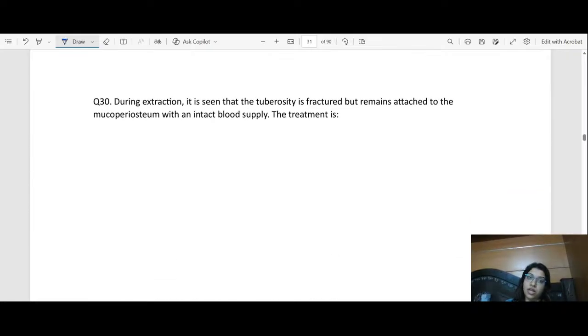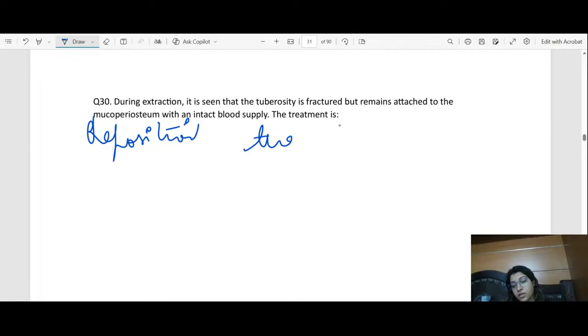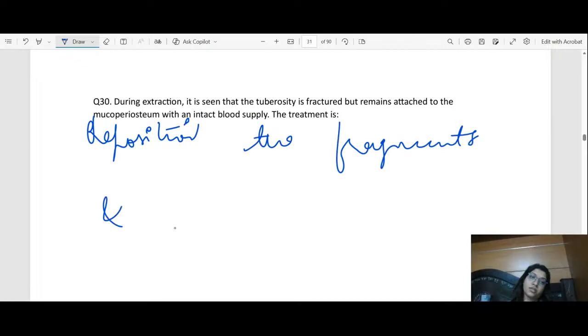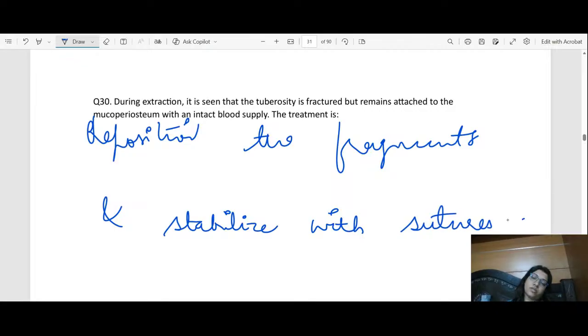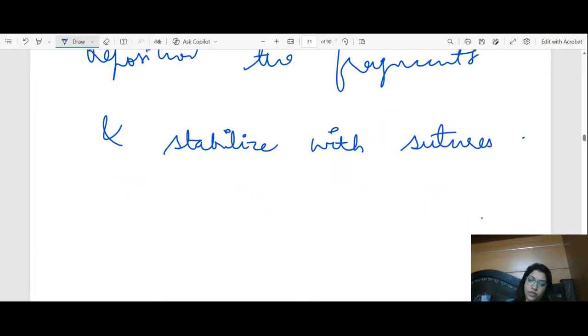Next question. During the extraction, it is seen that the tuberosity is fractured but remains attached to the mucoperiosteum with intact blood supply. Then the treatment should be to reposition the fragments and stabilize with sutures. Next question.